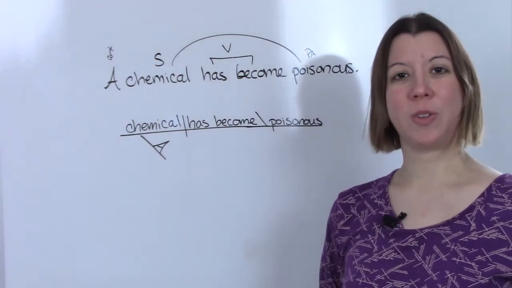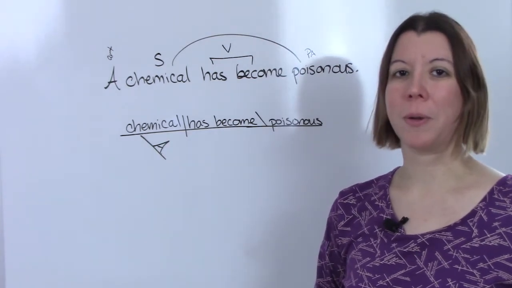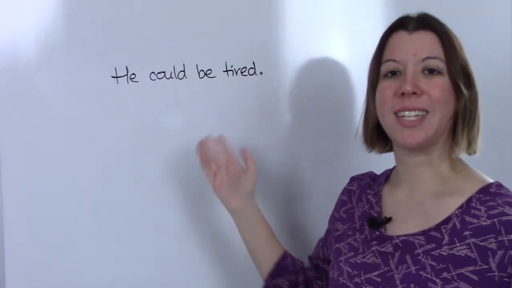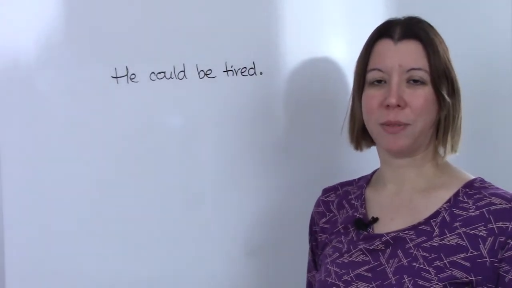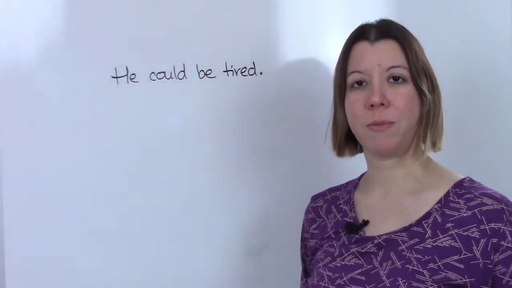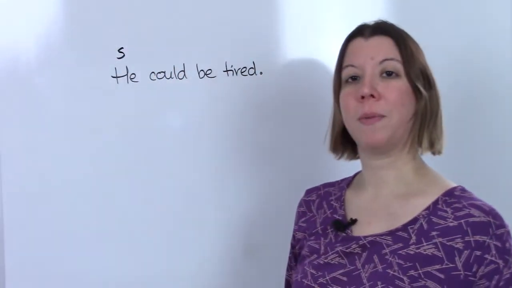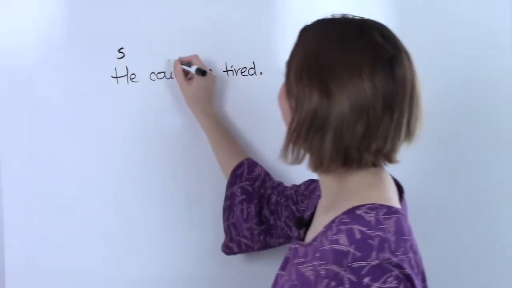All right, time for you to try some with me. So get a piece of paper or a dry erase board and get ready to diagram. Here's our first sentence. He could be tired. Who or what is the sentence about? He. What's the verb? Could be.